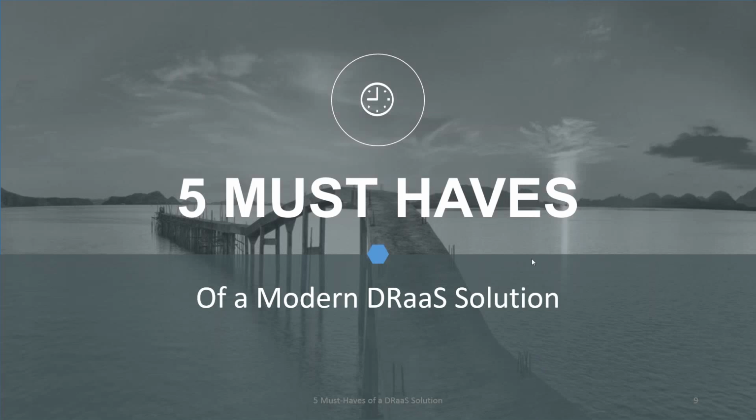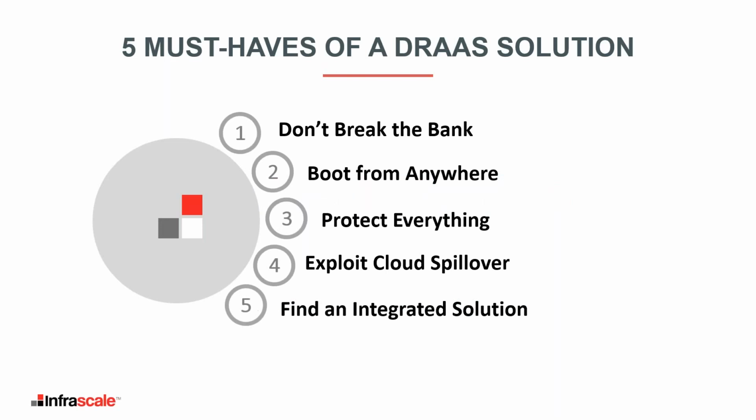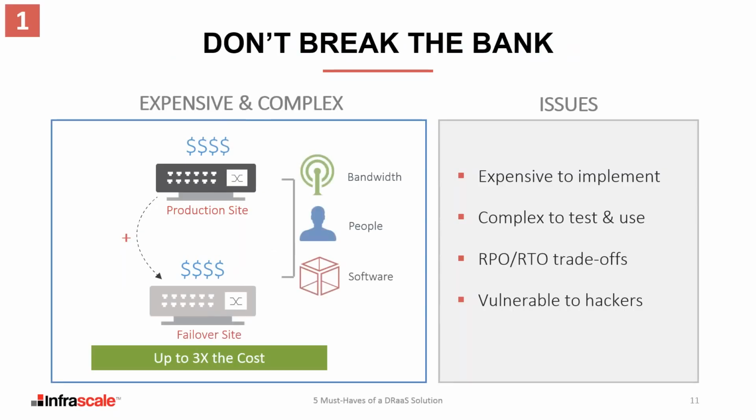All right, thanks everyone for your participation in that. We'll go ahead and jump back into the presentation. So now we're turning to the 5 must-haves of a modern DRaaS solution. So 1 is don't break the bank. 2, boot from anywhere. 3, protect everything. 4, get off the hardware hamster wheel. And 5, find an integrated solution. So let's get into more details for each of these.